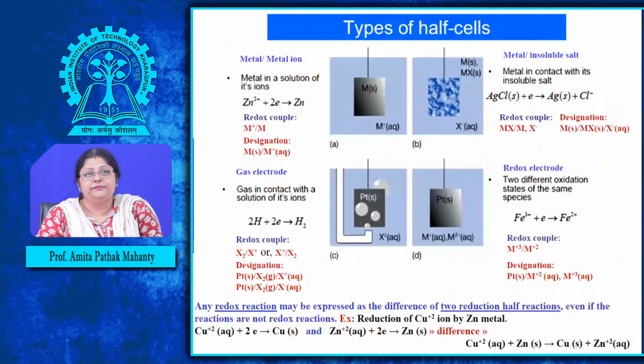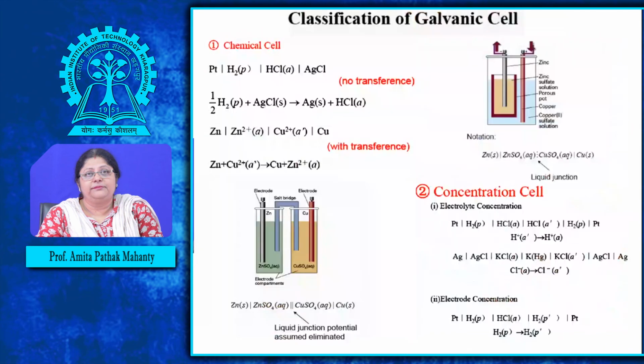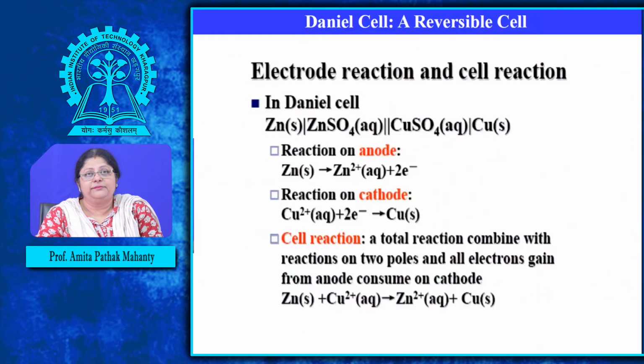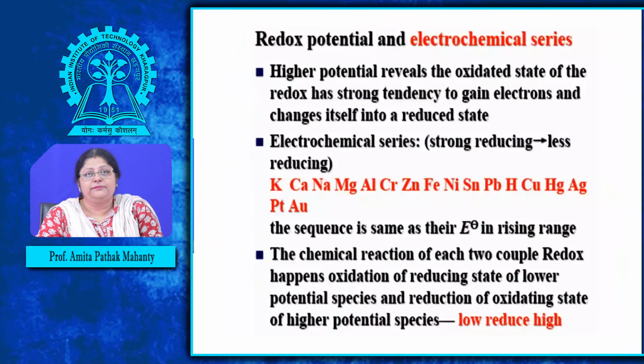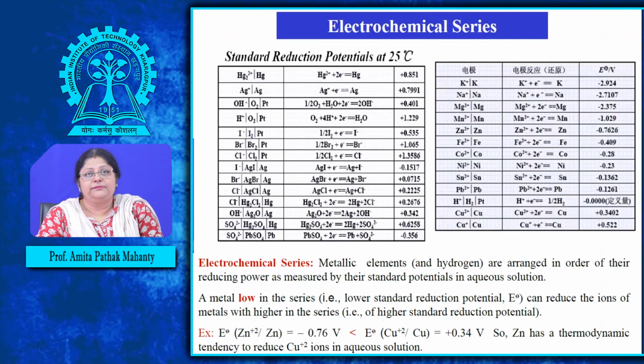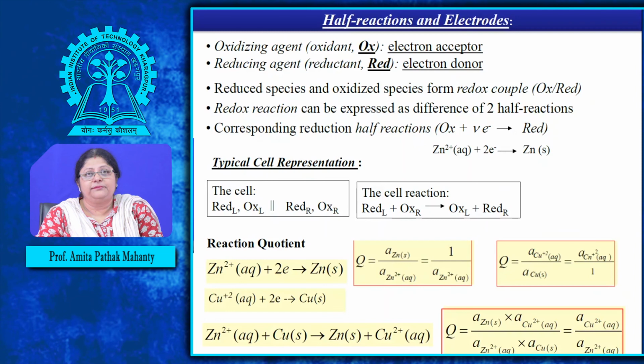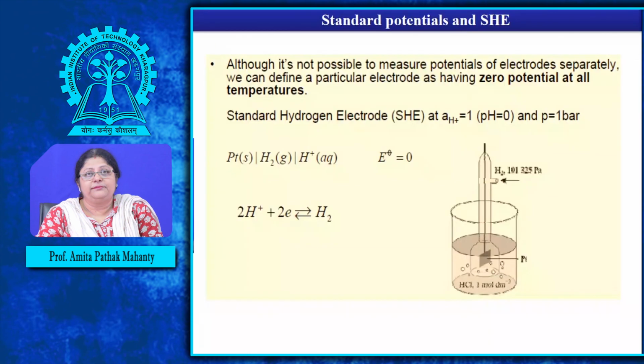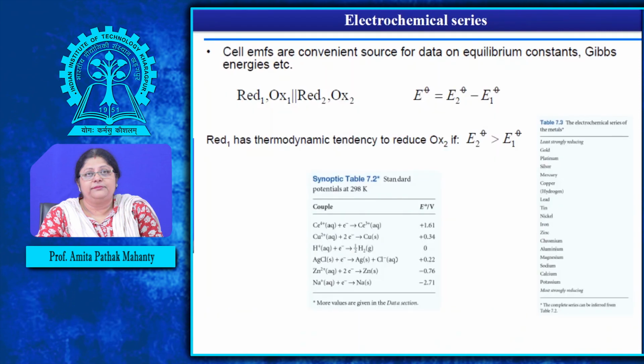I'm not going to go into the details of what types of electrodes there can be. I hope you can write down the half cell reactions. Just look into this slide if you have forgotten how to write the reaction. Please look into the electrochemical series; I may ask a question from here, but I'm not going to deal with this. How to write down the half cell reaction, how to write the Nernst equation, what is the standard hydrogen electrode, and why it is used.